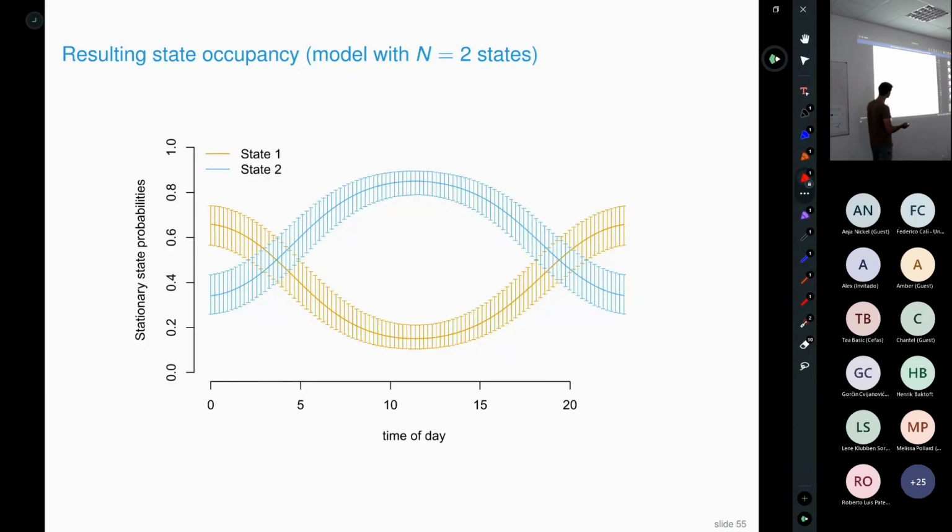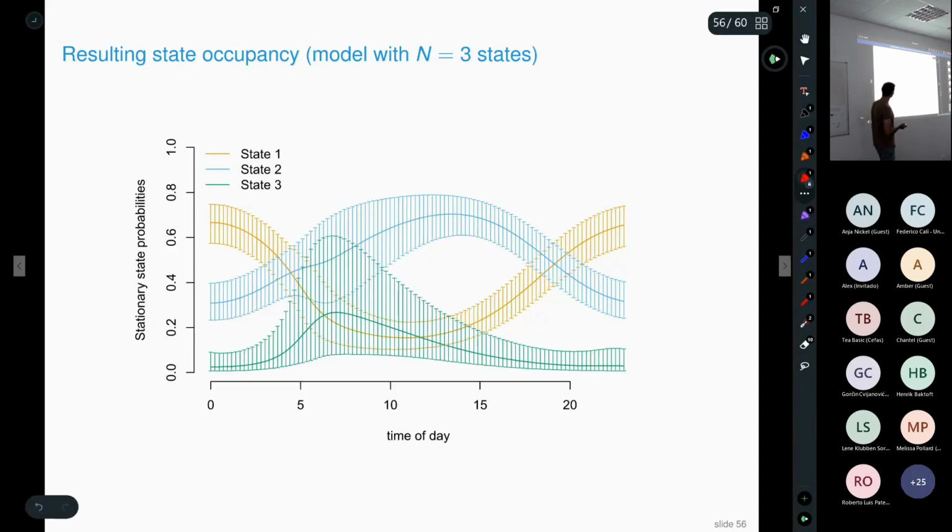So this basically tells you, during the day, the animal is more likely to be active. At nighttime, the animal is more likely to be inactive. Surprise. I learned a lot here.